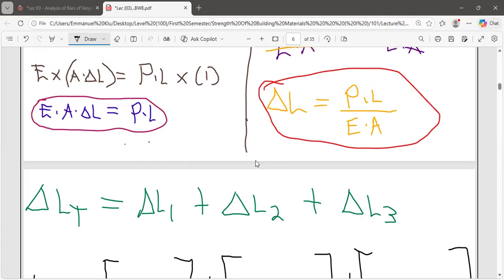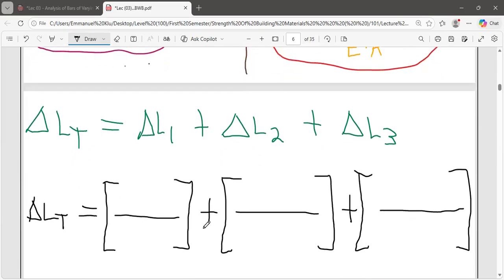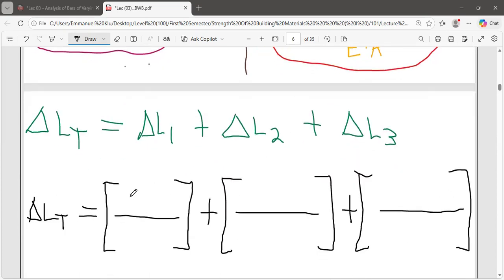So now the first one is going to become what? P1 L1 over E1 A1. But you see that in this case they all have the same. Let's put this down before we later come to that. So from here, I'm going to write PL over EA. Since I'm talking about section 1, let me put 1 beside them. The dot means they are multiplying. So this is 1, this is 1.